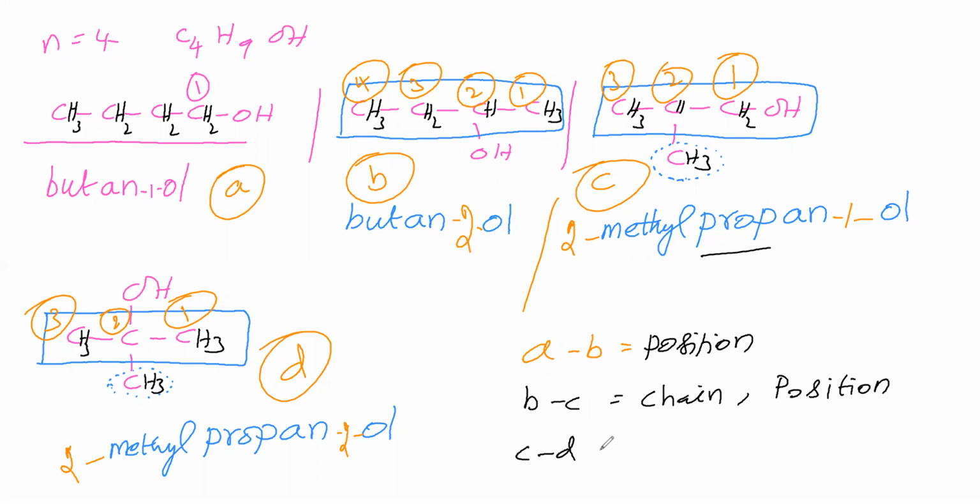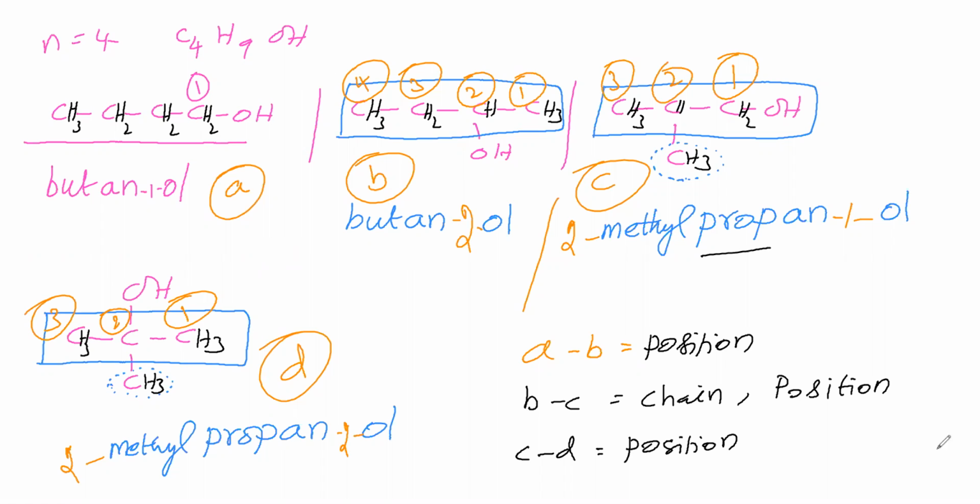Next, we will take C and D. In C and D, the position of the alcoholic group is different. Therefore, C and D are called position isomers. Like this, you can make the sets. Suppose you are taking A and D, they can be position isomers as well as chain isomers. If you take B and D, you can say chain isomers. So like this, we can identify isomers. In this way, you can try for n equal to 5, n equal to 6. Like this, you can try.